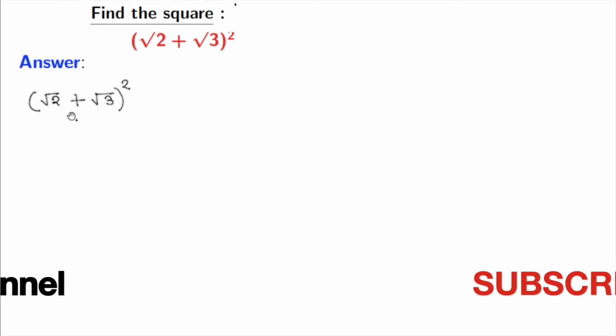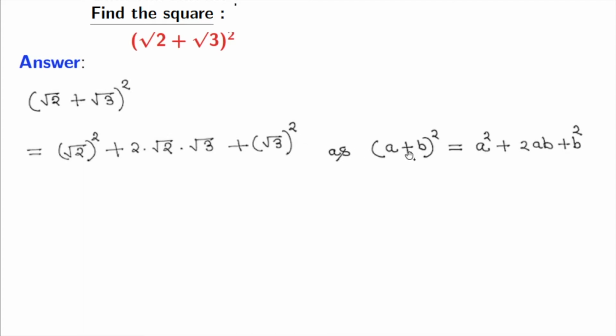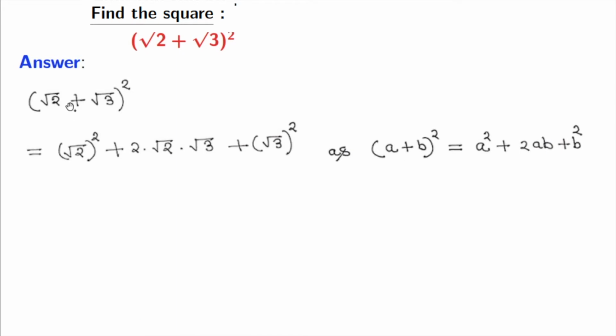Our given problem is root 2 plus root 3 whole square. And we will write it as root 2 square plus 2 root 2 root 3 plus root 3 square. Here we have used the formula of (a plus b) whole square, that means a square plus 2ab plus b square. Here a is root 2 and b is root 3.